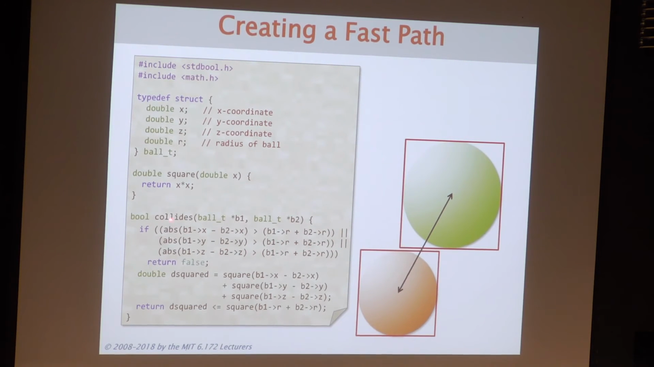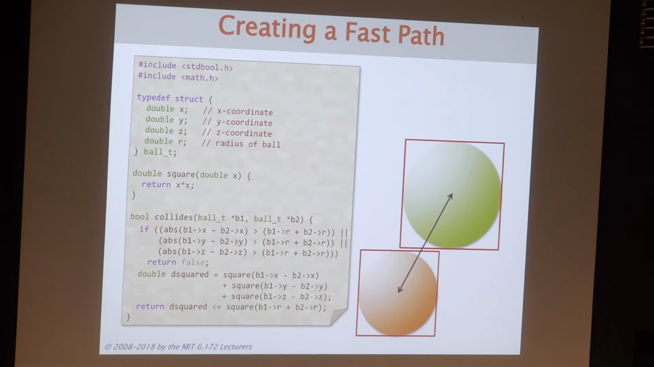We're first going to check whether the bounding boxes intersect, and we can do this by looking at the absolute value of the difference on each of the coordinates and checking if that's greater than the sum of the two radii. If so, that means that for that particular coordinate, the bounding boxes cannot intersect, and therefore the balls cannot collide. Then we can return false if any one of these tests returns true. Otherwise, we'll do the more expensive test of comparing d squared to the square of the sum of the two radii. The reason why this is a fast path is because this test here is actually cheaper to evaluate than this test below.